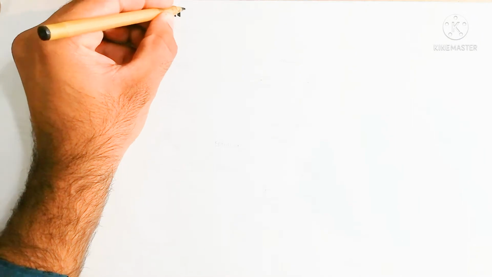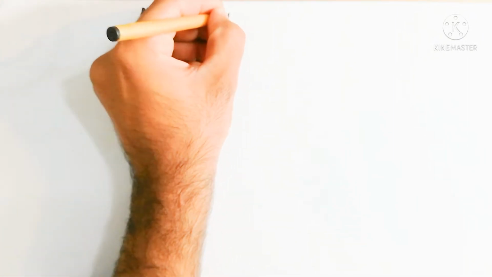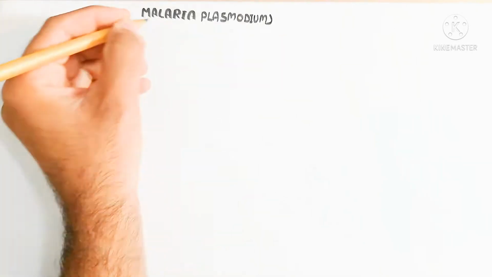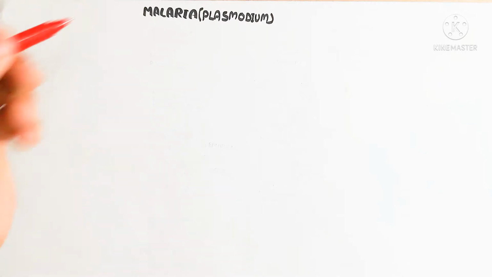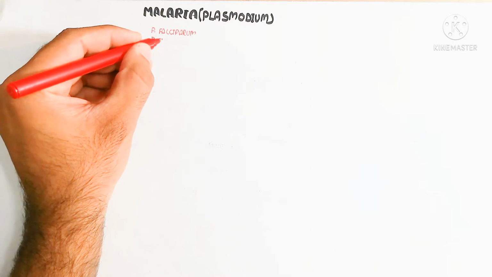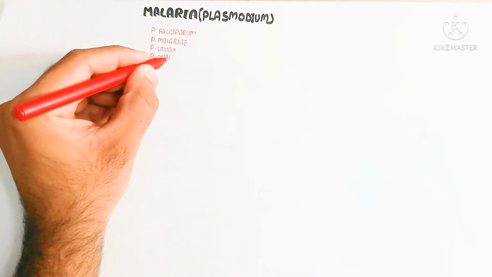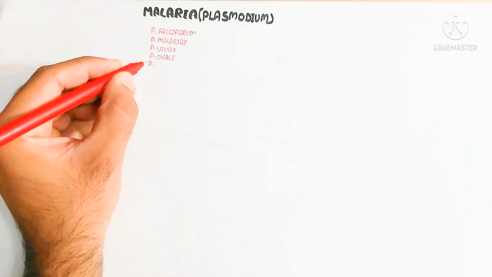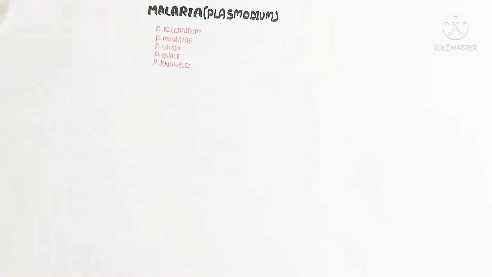Hello, in this video we will look at malaria, basically the Plasmodium. It is also known as a protozoa because it is free living and unicellular. The mature form of Plasmodium is the ookinete. Plasmodium has different species: falciparum, malariae, vivax, and ovale.